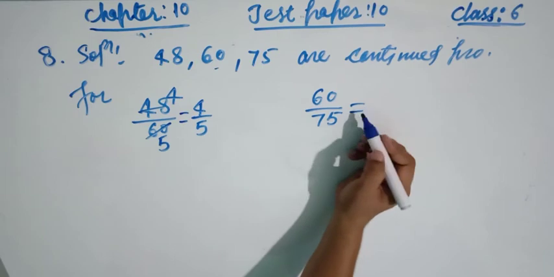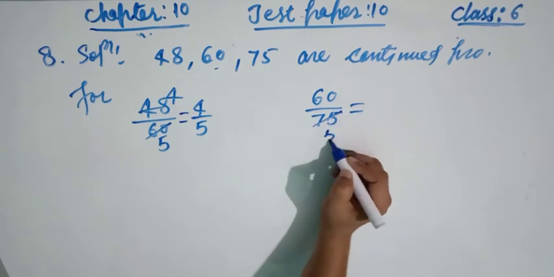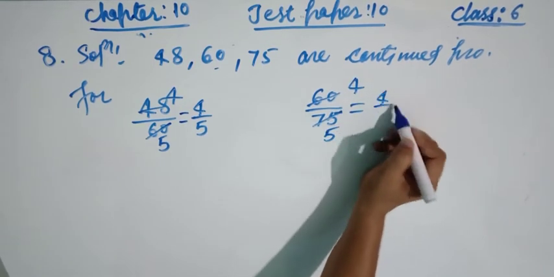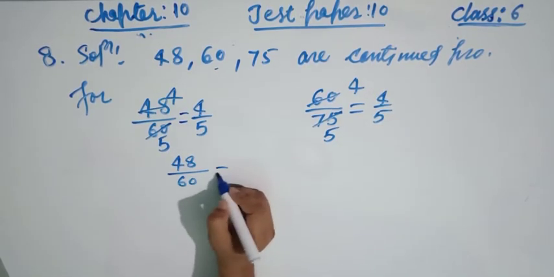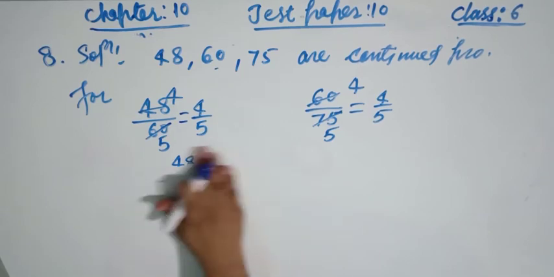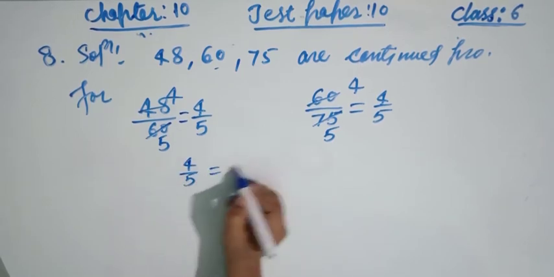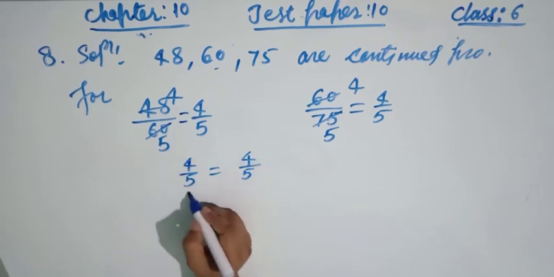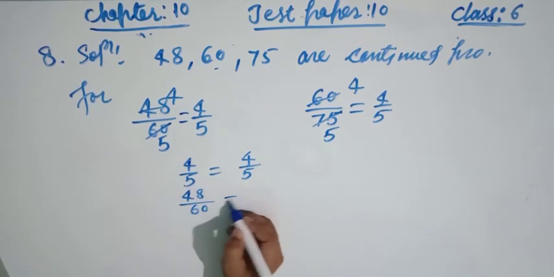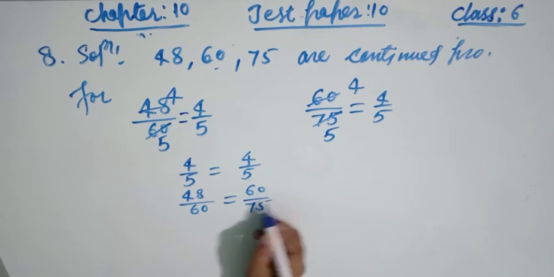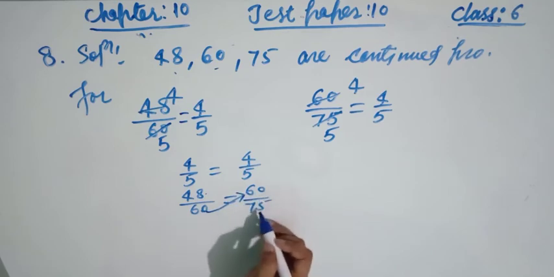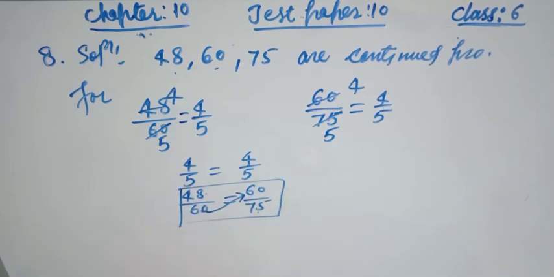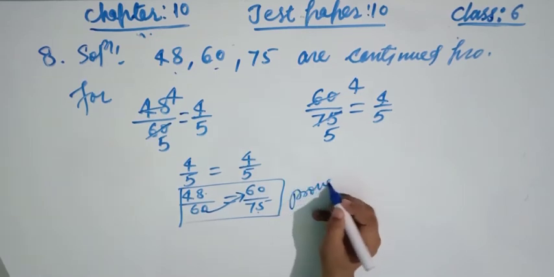Next, 15 fives are 75 and 15 fours are 60, this is 4 by 5. So we can say 48 divided by 60 is equal to 60 divided by 75. Have a look: 48 divided by 60, and the repetition here is the 60 divided by 75, so we can say these are in continued proportion. And this is the proof. I hope you have grasped it.